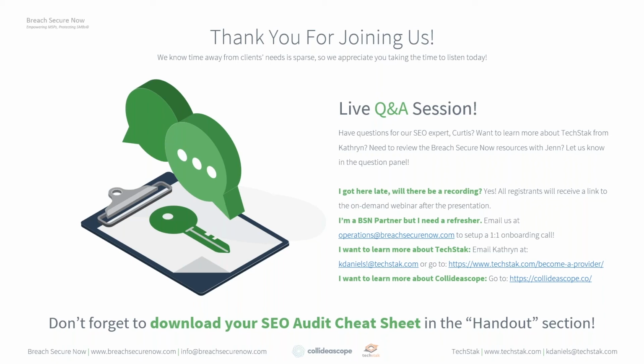Thanks to Curtis and Jen as well for giving us a really good overview of some good information that I think our MSPs and our partners can take some actionable next steps. Like Curtis mentioned, you can download your SEO audit cheat sheet in the handout section. If you don't get a chance to download that, we will be sending out an email a little bit later today with the recording as well as a link to download and get access to that handout again.